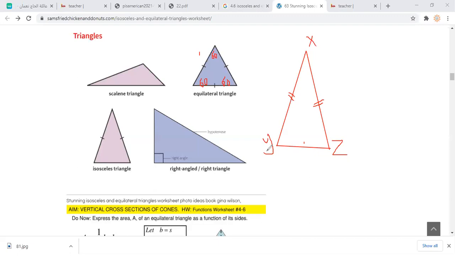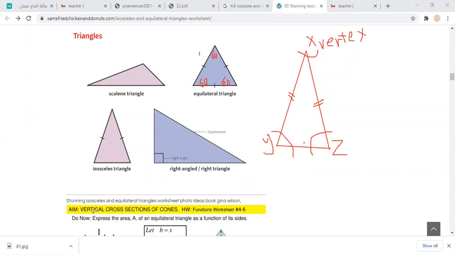No, listen to me. You have XY congruent with XZ, right? So X is the vertex angle. Where are the base angles? YZ, right? So Y should be equal to Z. Why? Because we have XY congruent with XZ, then the base angles should be equal in measure, which means Y equals Z. Thank you.